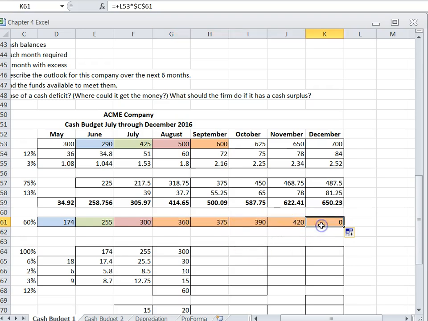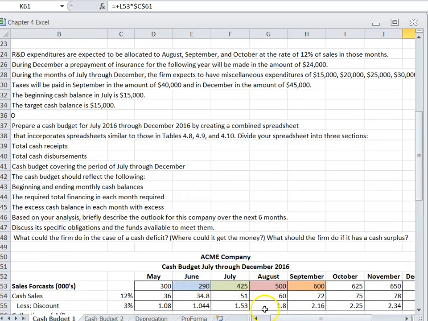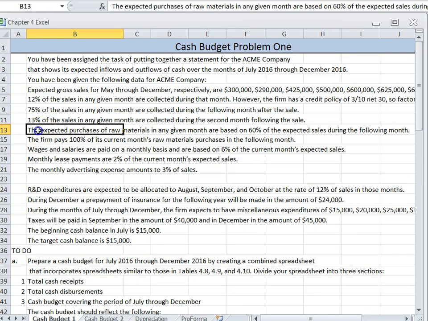And I notice December is 0 here because I don't have January's sales forecast, so I can't figure out what my purchases are. Okay, so that's the purchase line. Let's move ahead. Let's move back up to the instructions. All right, so next line.